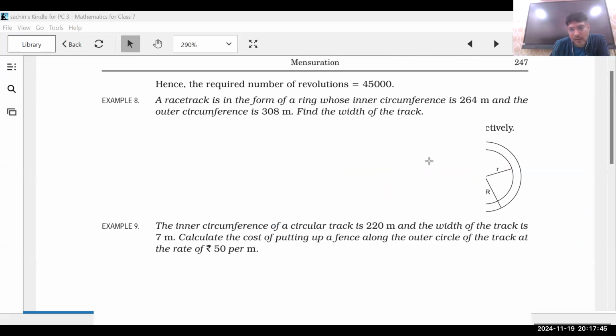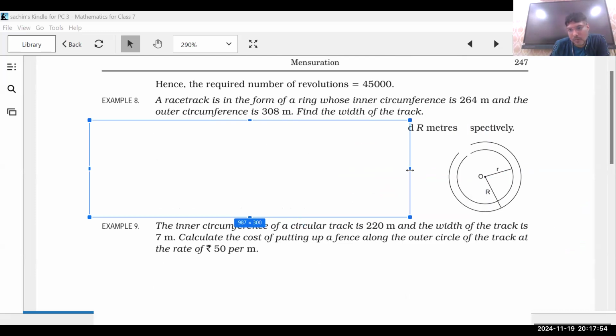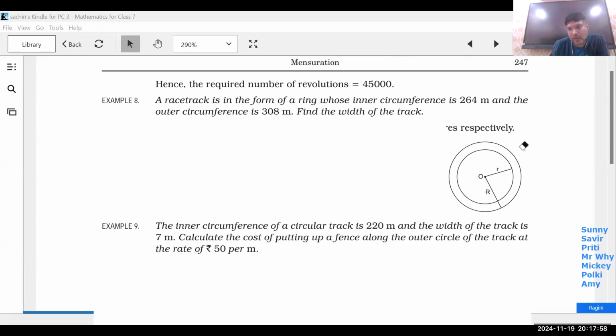So do the 8th question. I'll show you the figure.